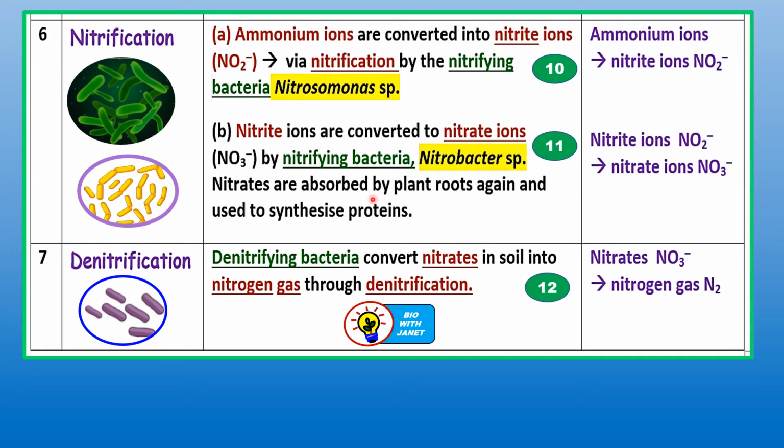Now, nitrates formed are then absorbed by plant roots again and are used to synthesize proteins in plants and then in animals. Number 7, denitrification. Denitrifying bacteria convert nitrates in the soil into nitrogen gas through the process of denitrification. So that completes the nitrogen cycle.